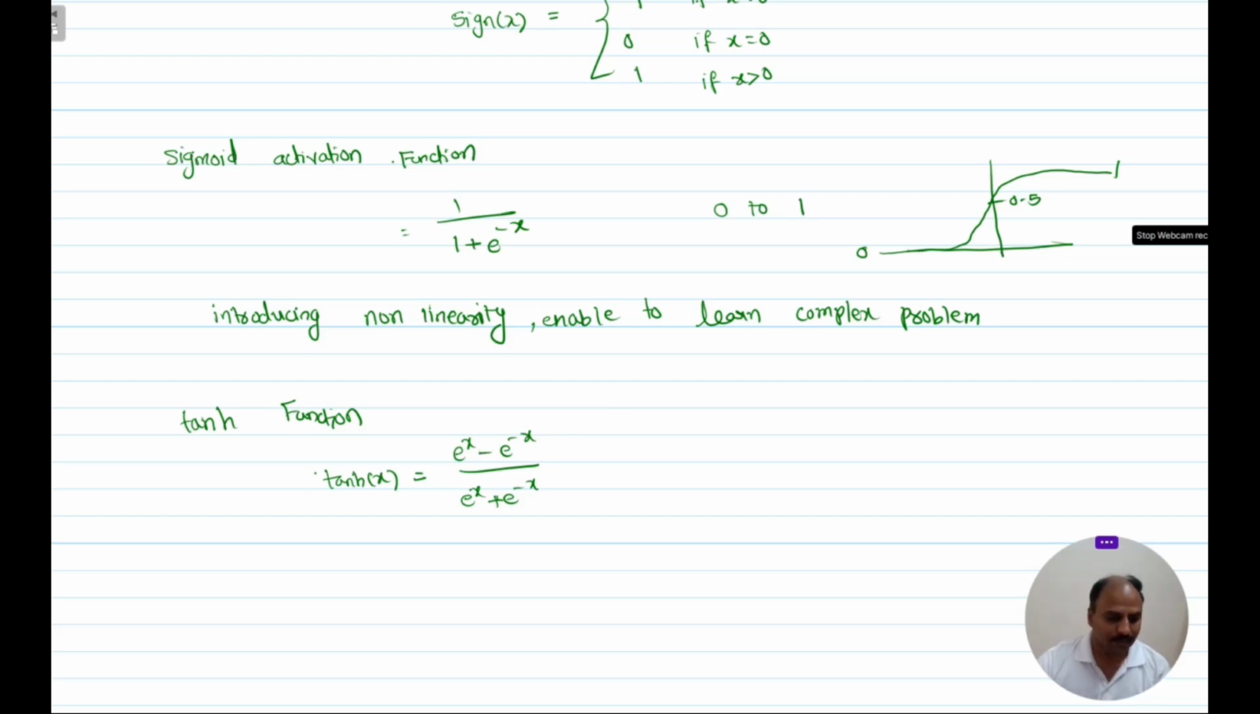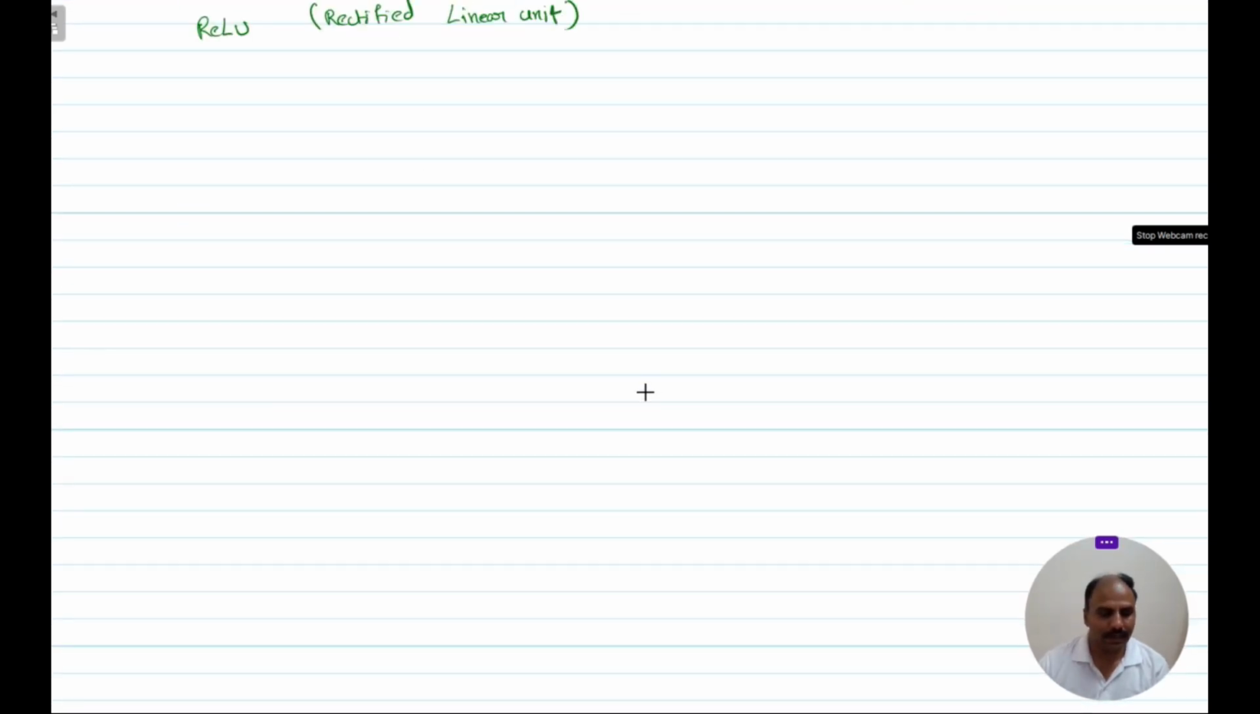This is one more activation function, and the final activation function is the ReLU activation function, which stands for rectified linear unit. Coming to this function, f of x equals x when x is greater than 0, and 0 when x is less than or equal to 0. So this will give you output like this.